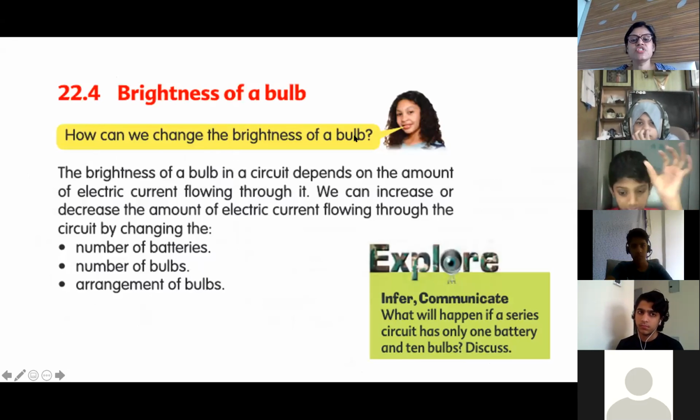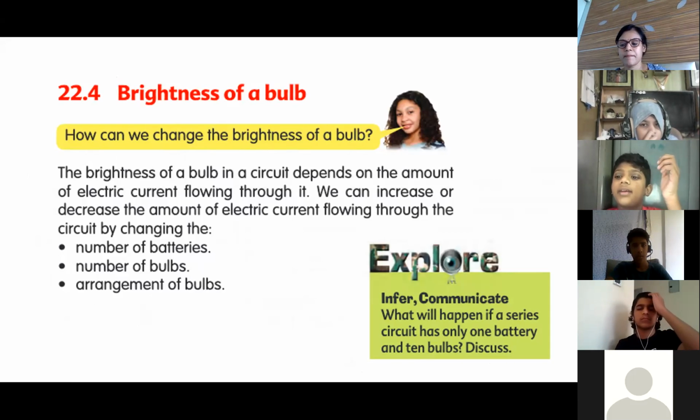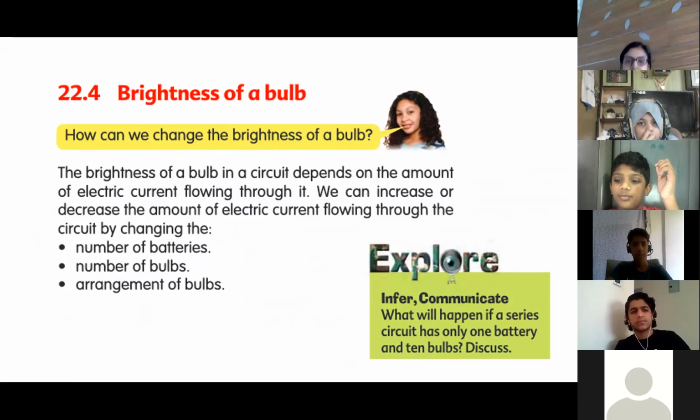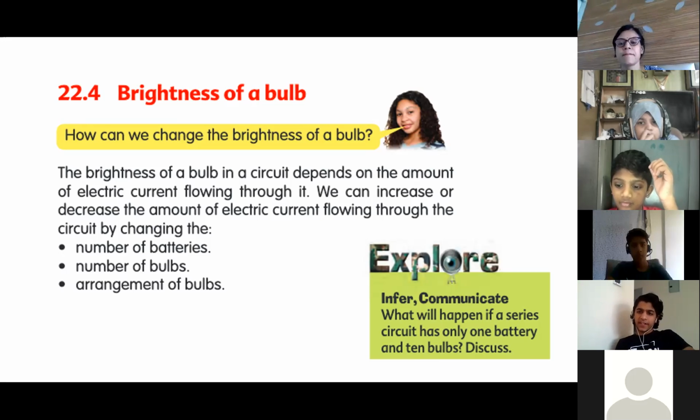Okay, how can we change the brightness of a bulb? Now, since we have done so many things, this is the last topic we are doing. Ma'am, if the resistance is less, the brightness of the bulb will be more. How can you reduce the resistance? You tell me. By increasing the area. No, increasing the number of batteries.